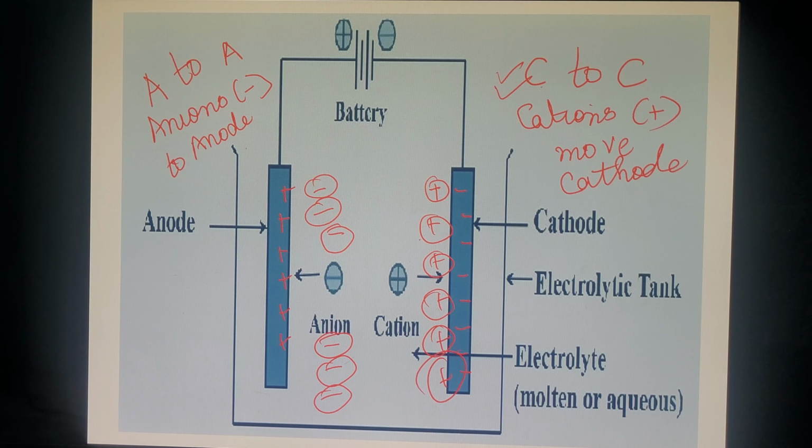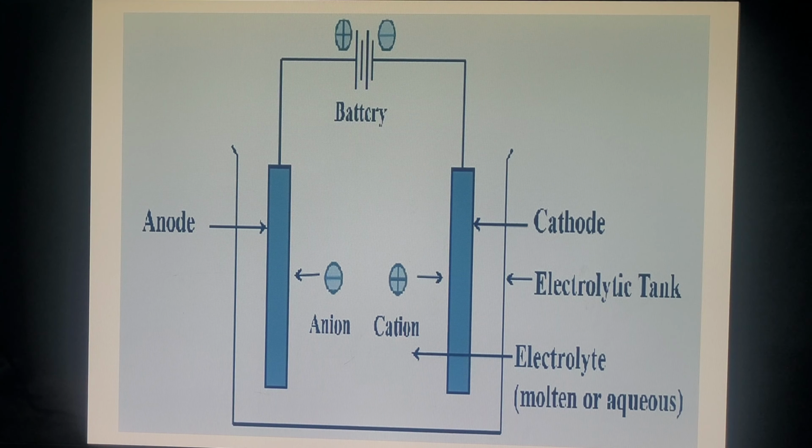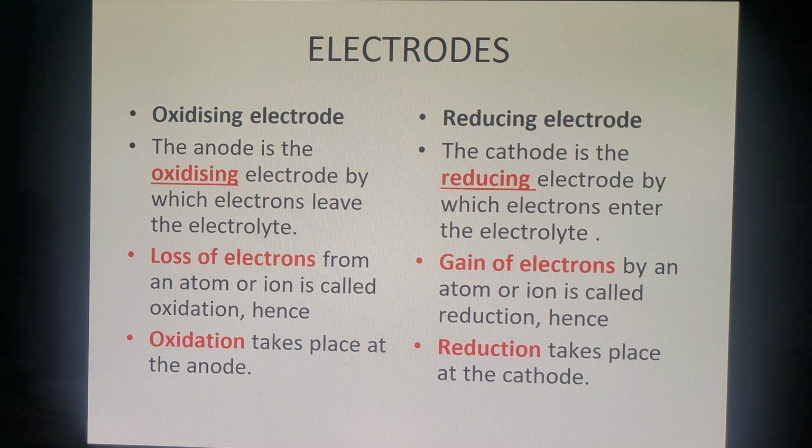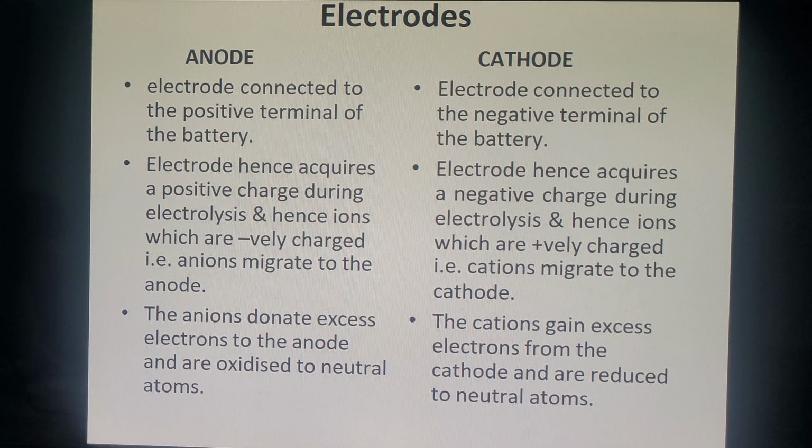So please remember the short form: anions, A to A, C to C. The positively charged anode will attract the anions, and the negatively charged cathode will attract the cations. I hope this concept is clear to you. So we'll deal with the last slide for today. As I've told you, what is anode? Anode is connected to the positive terminal, whereas cathode is connected to the negative terminal. And you have to remember opposites attract.